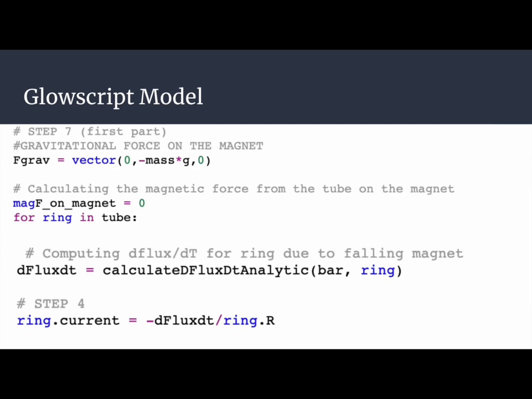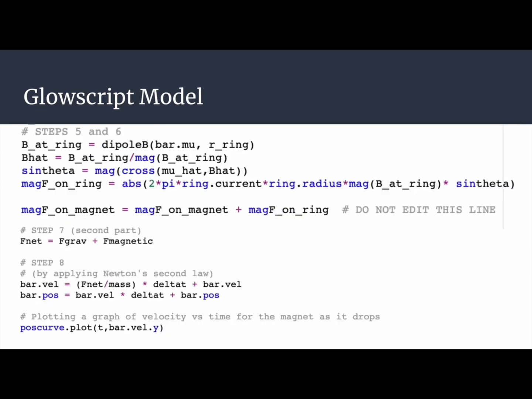We then calculated the gravitational force on the magnet and the magnetic flux on a ring due to the falling magnet. Using this, we then calculated the current through the aluminum tube. The following lines of code were used to calculate the magnetic force of the falling magnet on the aluminum tube, and then the magnetic force of the aluminum tube on the magnet was calculated using Newton's third law. Finally, the net force was calculated by adding together the gravitational force and the magnetic force using superposition, and the changing velocity and position of the magnet were calculated using Newton's second law, and a graph was created in order to demonstrate this change in velocity as a function of time.